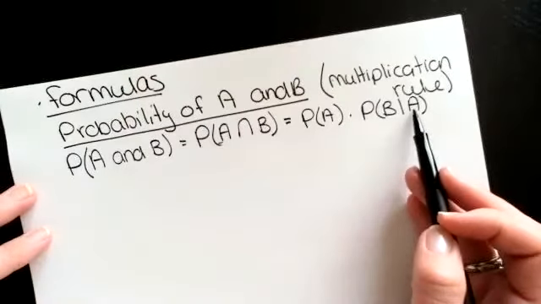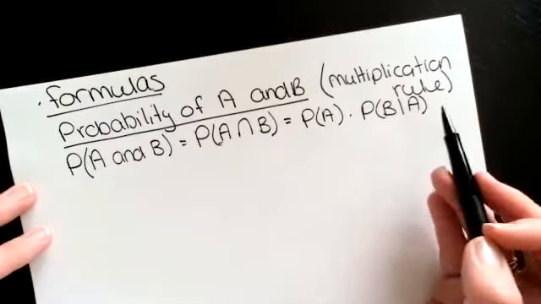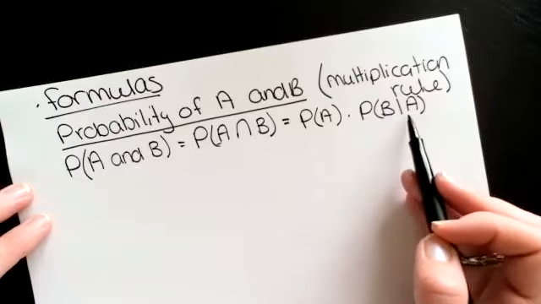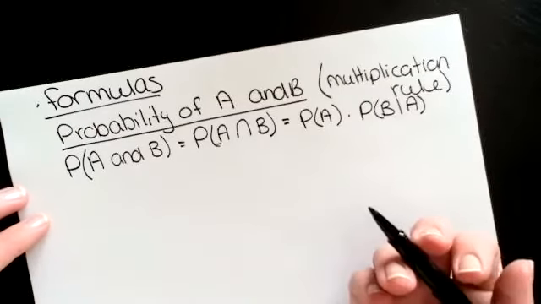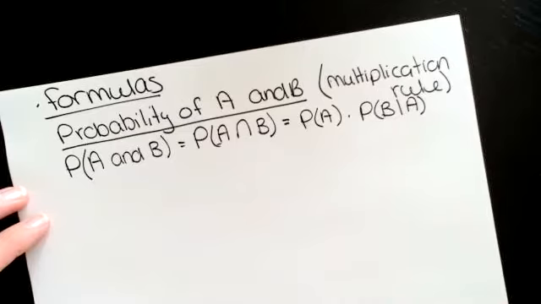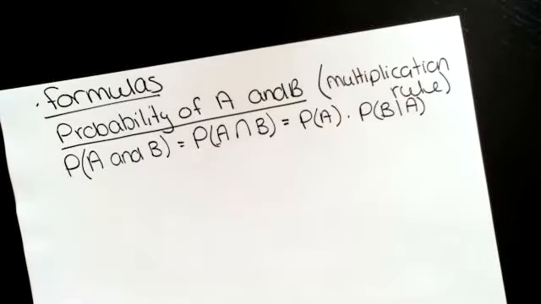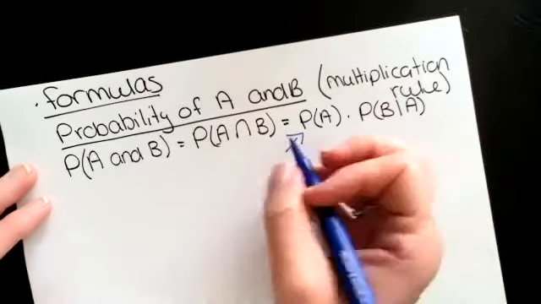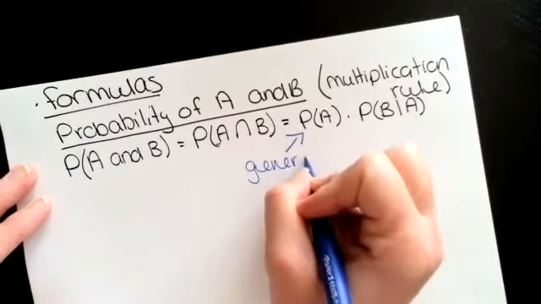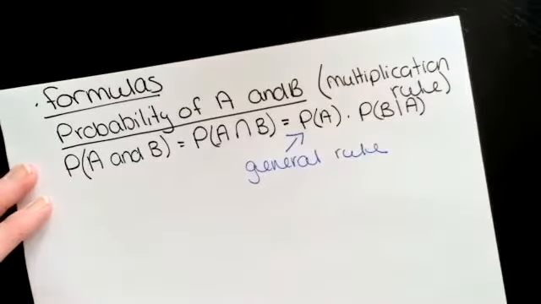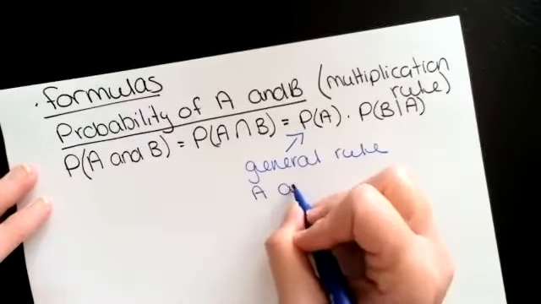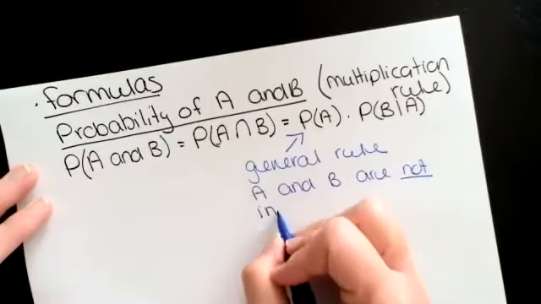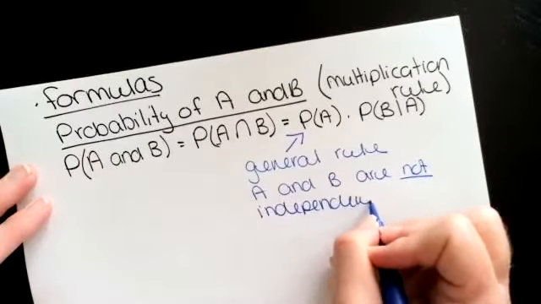So if A is independent from B or vice versa, they're both just independent from one another, then probability of B given A will just be the probability of B. So it will go back to that special case. So don't think you have to know which one to use. You can always use this general rule. Same for the addition rule as well. This is my general rule. So A and B are not independent. And if they are, it's okay, it will work out all right.